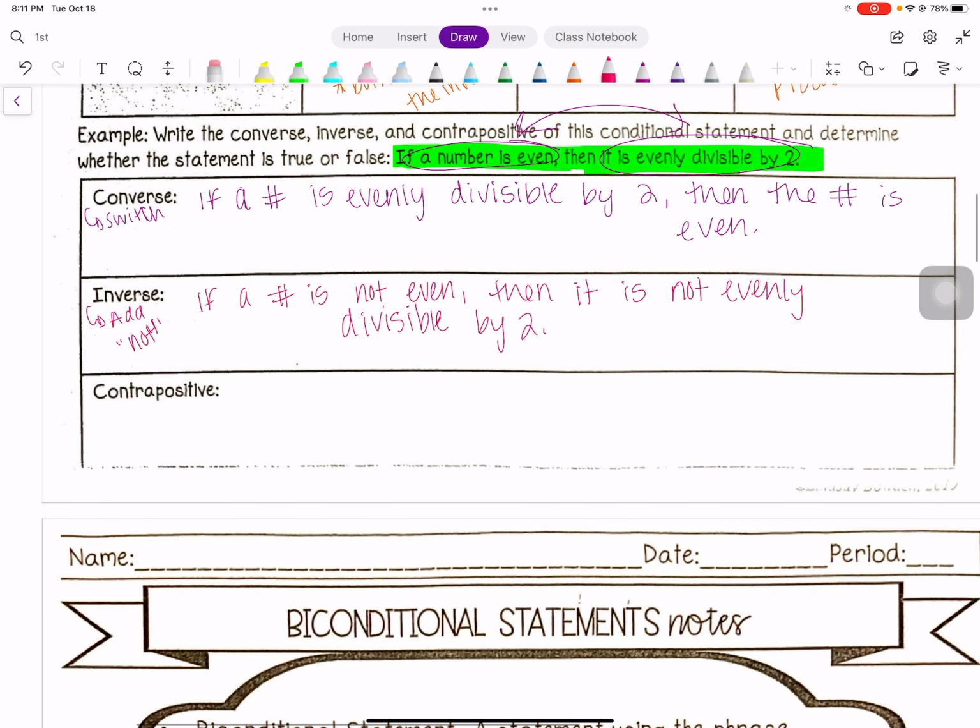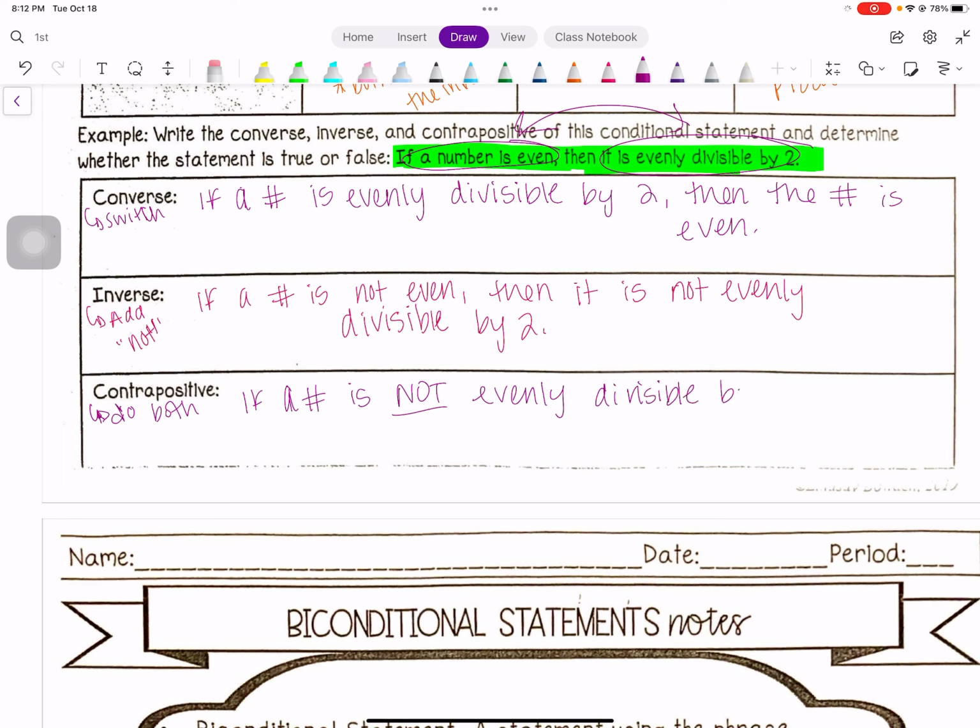Okay, and remember, contrapositive, this is do both. So you are going to switch them. So we're going to look at this one here because it's already switched. We're going to add not to this one. So we're going to add not to the converse. We're going to say if a number is not evenly divisible by 2, then it is not even.